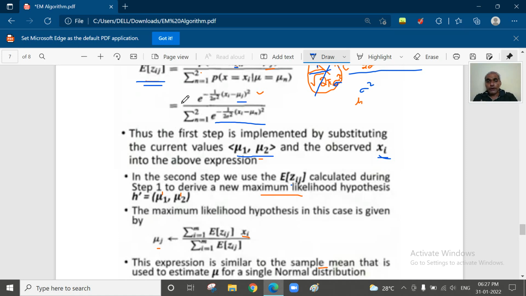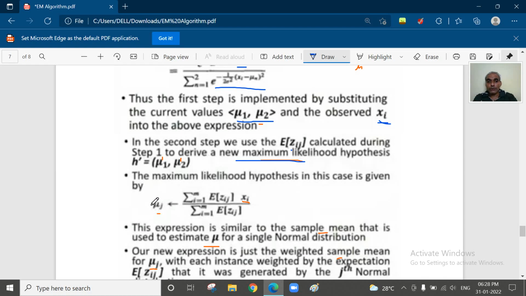Now we are going to use this expected value Eij calculated during our previous step to derive a new maximum likelihood hypothesis. Now you are going to find a new hypothesis h dash, which is equal to mu1 dash and mu2 dash. Now you want to find a new mu dash, right? Now how do you find that? So that is found by this equation.